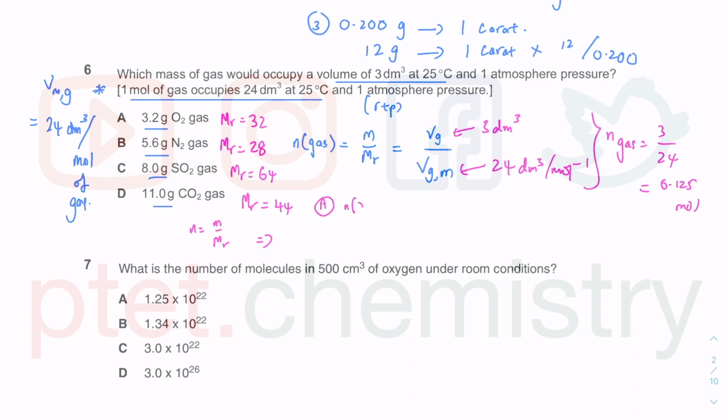The moles of O2 there is 3.2 over 32, mass divided by the Mr. This gives me 0.1 mole. I want 3 dm³ of gas at room temperature and pressure divided by 24, so I'm looking for 0.125 mole. This is not 0.125, so A is not the answer. Let's move on. For B, the moles of N2 is 5.6 divided by 28. I press my calculator and I get 0.2 mole. So again, B is not the answer.